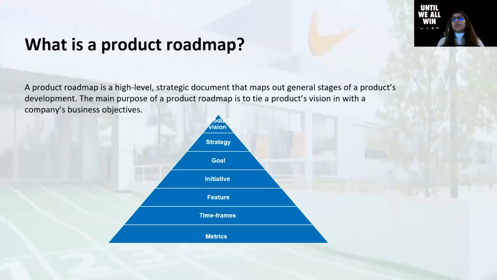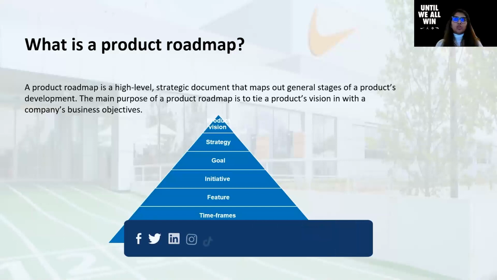So, what is a product roadmap? According to me, a product roadmap is a speaking document of what the product vision is, what the strategy is, what the goal is, and it is basically attached to the organizational objectives and goals that they want to achieve.